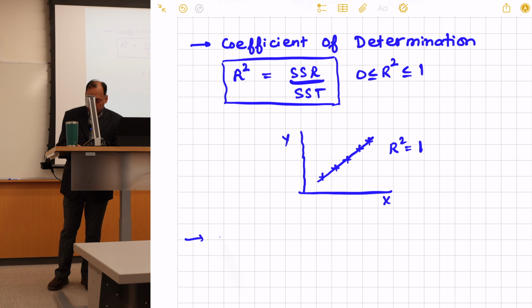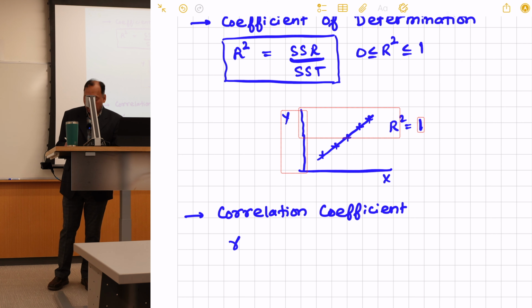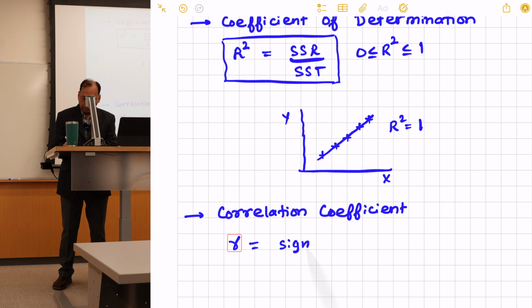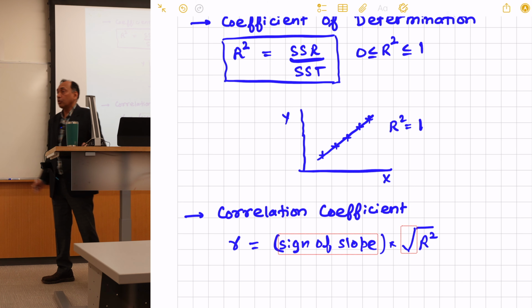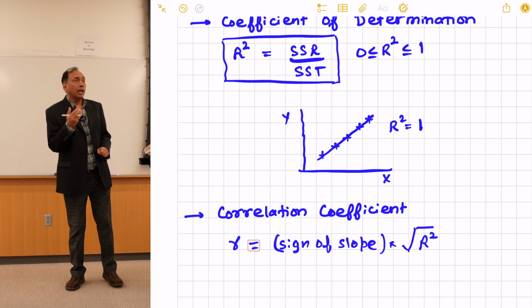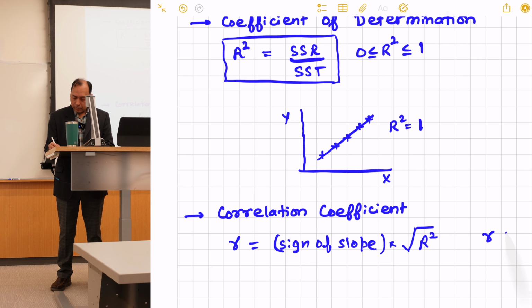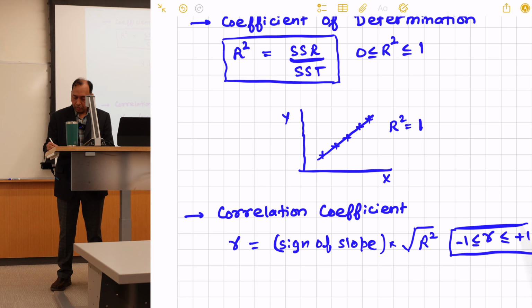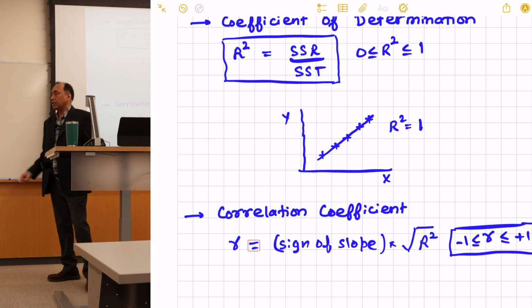There's another thing called correlation coefficient. This is small r, sign of slope times square root of R square. So basically, if slope is negative, then r value will be negative. r lies between -1 and +1. You cannot get a value more than 1, you cannot get a value less than -1.